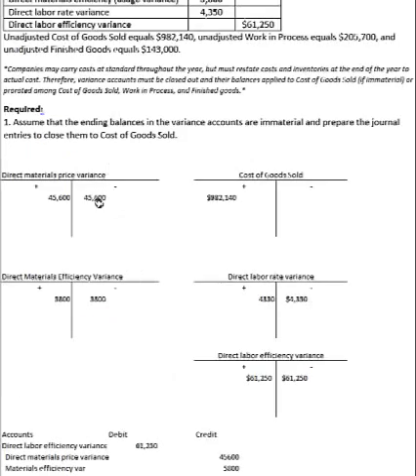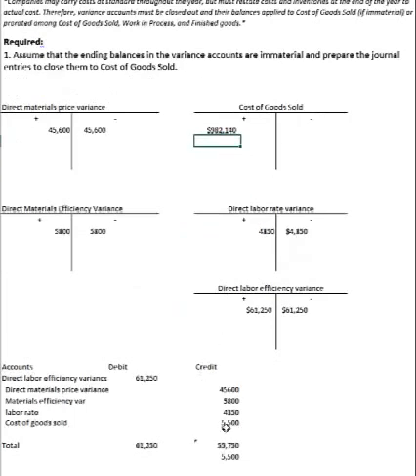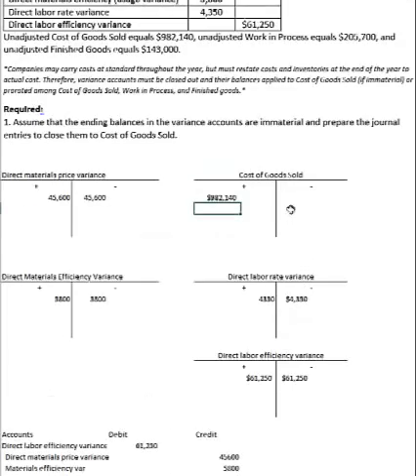So this is the entry for the first part of the problem where you post all the variance accounts to cost of goods sold. So I guess what I could do is take and push the $5,500 to the cost of goods sold.